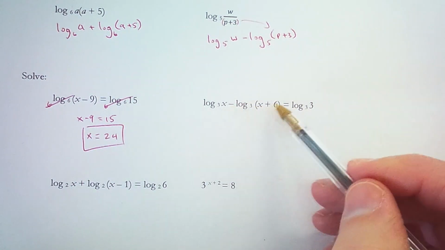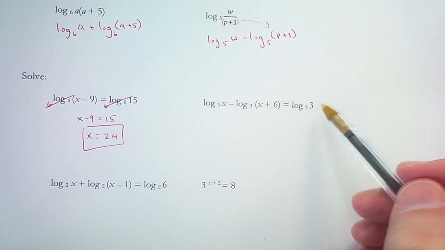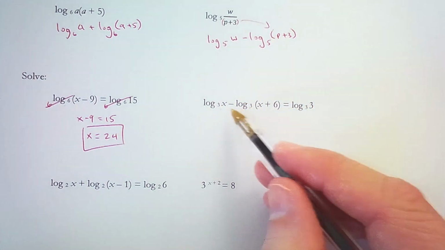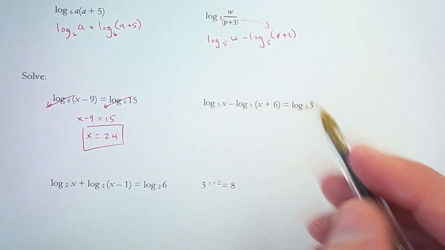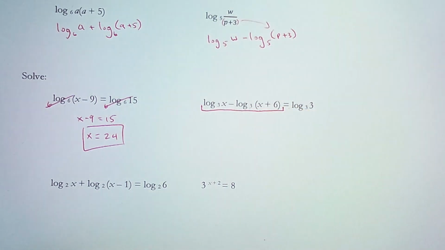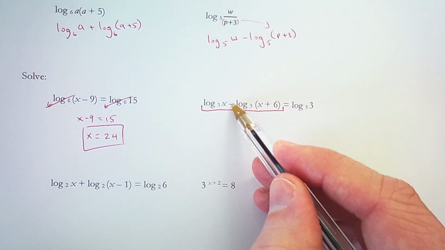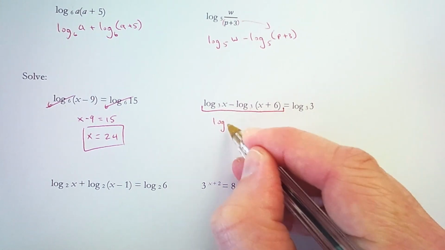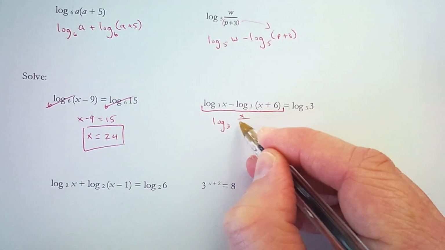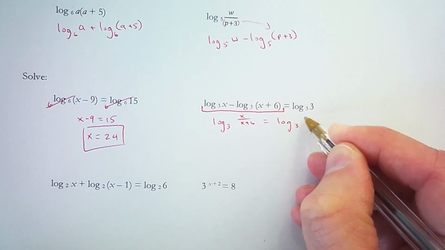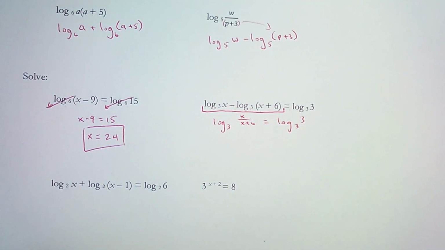Now here I can't just drop the logarithms even though they're the same base and there's an equal sign, because I have two logarithms on one side. Before I can cancel out logarithms, I need to condense these. Okay, so there's a subtraction here. That means we are going to divide the arguments. So it's log base 3 of x over x plus 6 equals log base 3 of 3.